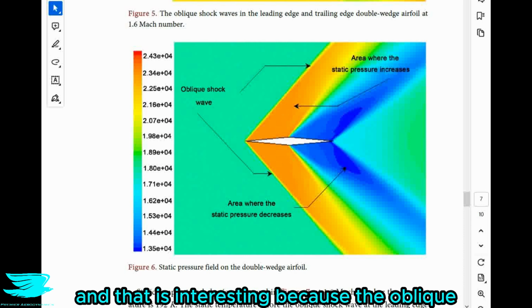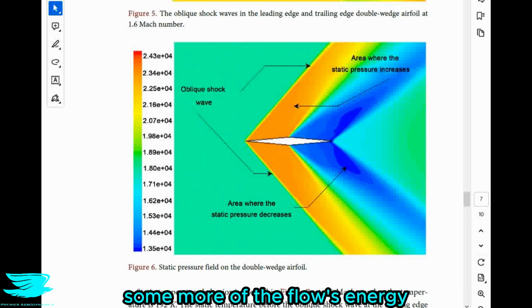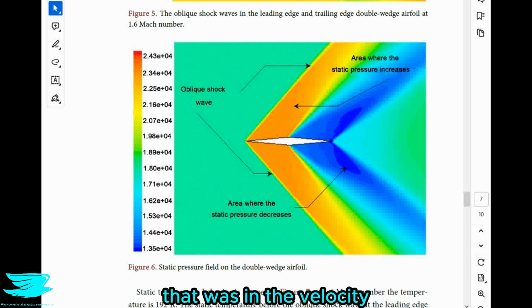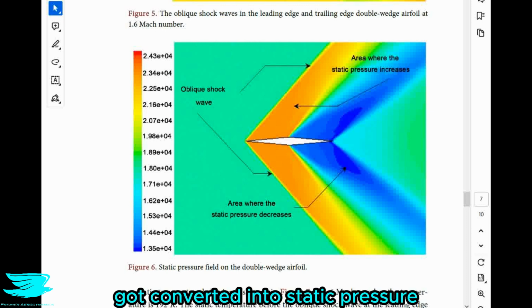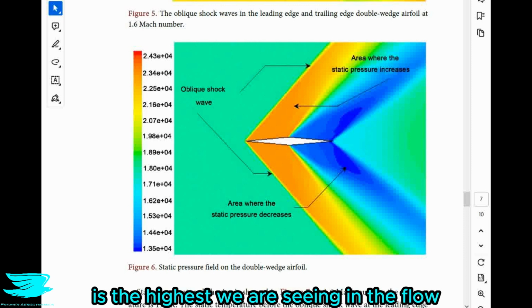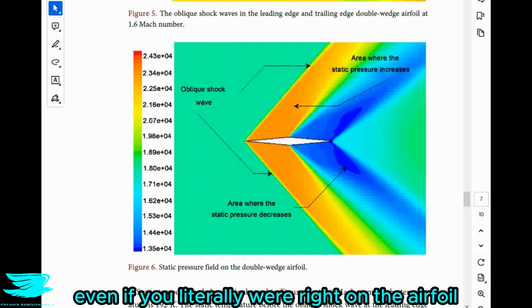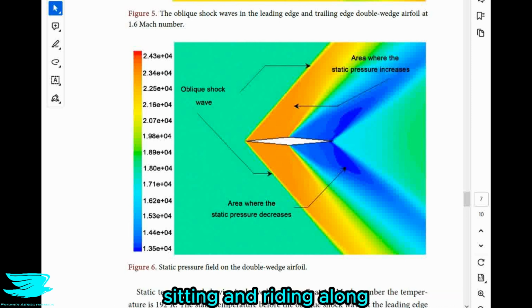And that is interesting because the oblique shockwaves pull so much energy out of the flow in losses, and still some more of the flow's energy that was in the velocity got converted into static pressure. This 22,500 pascals is the highest we are seeing in the flow. And I gotta say, I think this shock would be very survivable even if you literally were right on the airfoil, sitting on it and riding it along.